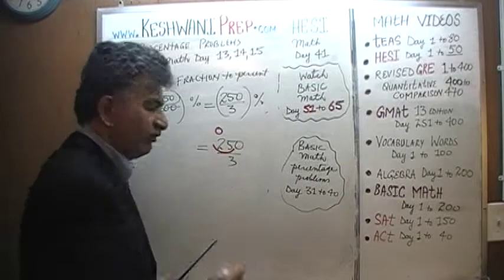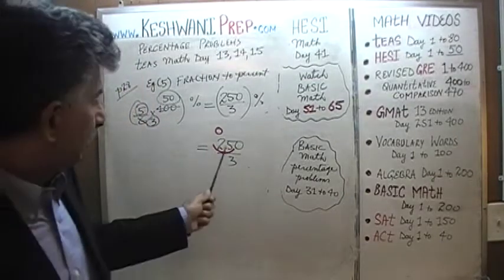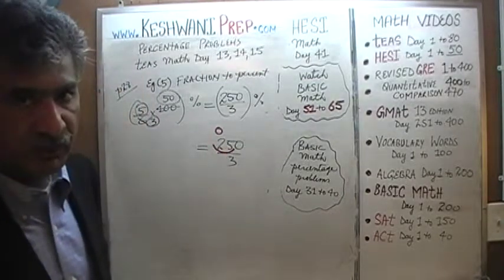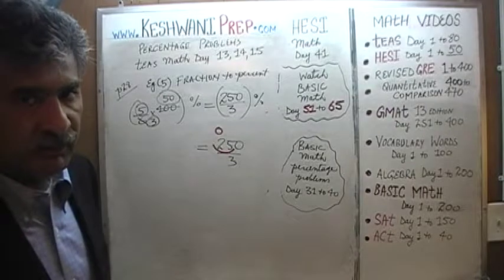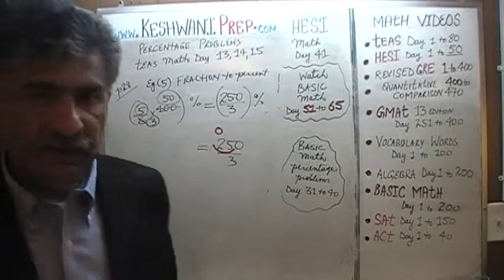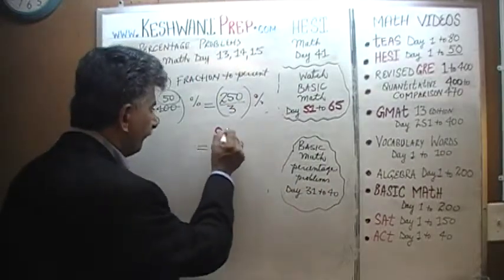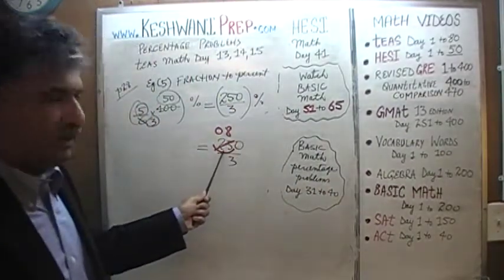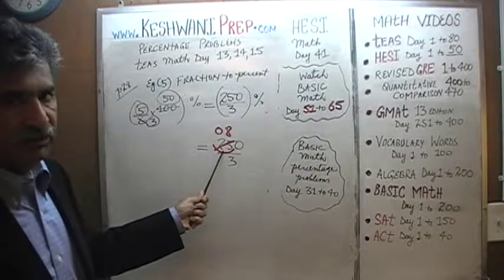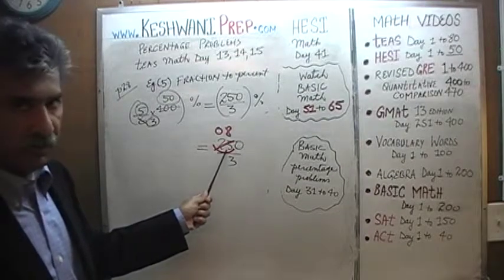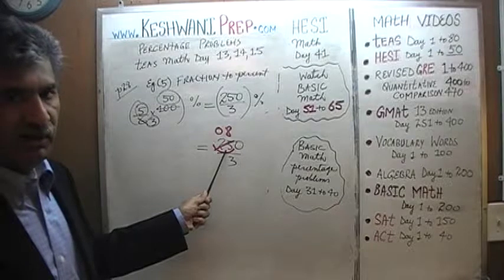That 2 goes and joins the 5 and becomes 25. How many 3's does 25 have? 25 has 8 3's. 8 3's are 24. After we have taken away 8 3's, which is 24, from 25, we are left with 1.